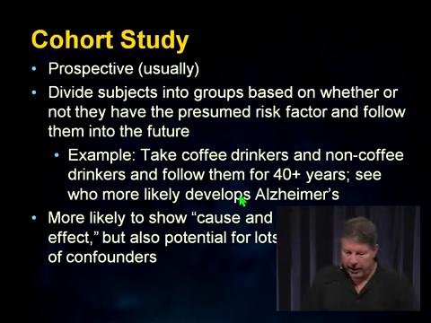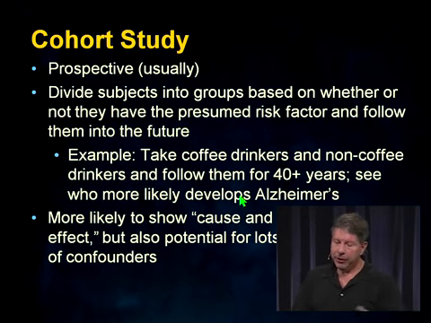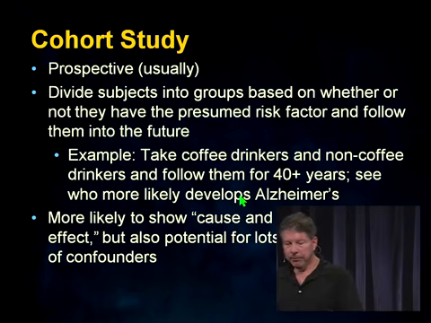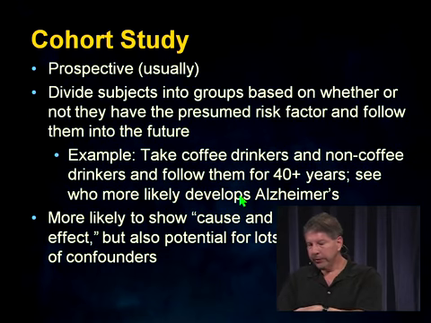A cohort study is usually prospective. You can do these retrospective too. But here what you're going to do is divide subjects into groups based on whether or not they have the risk factor and follow them into the future. So we're going to take coffee drinkers and non-coffee drinkers in their teen years and follow them for 40 years and see who's more likely to develop Alzheimer's.